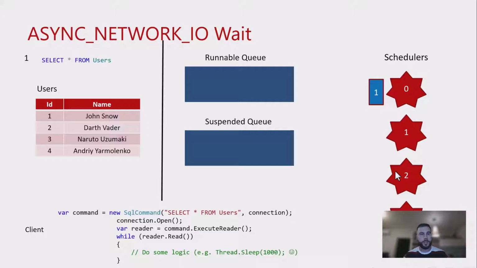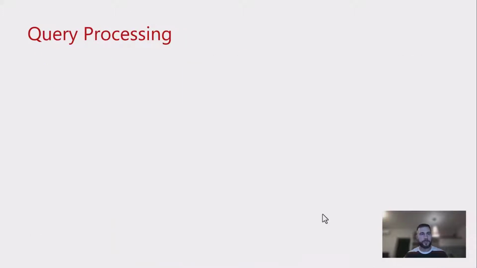The reason for high async network I/O wait can be poor logic on the client, like this, where we have a thread sleeping between reads, or just an enormous number of rows, like we have in our demo. Management Studio has to render all that data, and SQL Server should not wait while Management Studio is rendering a big amount of rows. Okay, that's all for the SQL Server network interface, and we are going to the next topic, query processing.